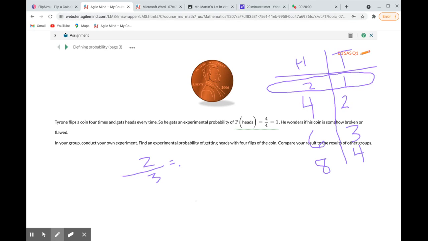0.66667. Correct. So I'm going to just do that. What if we did 4 out of 6? Would it be the same thing? Yes, it's going to be the same thing each time. So here, that 6 out of 9 is going to give us the same thing.